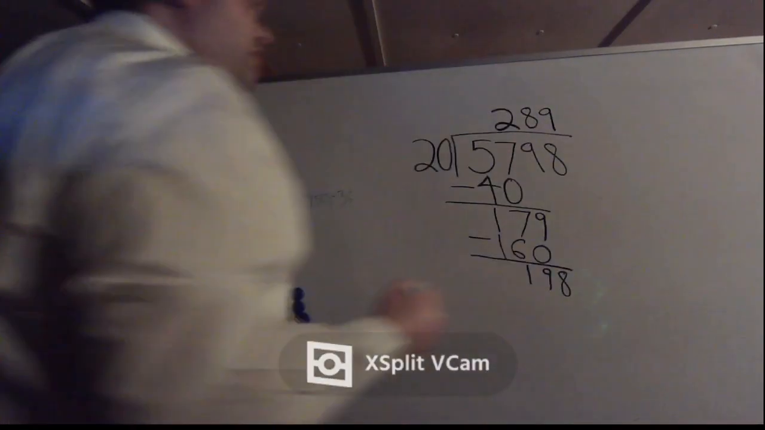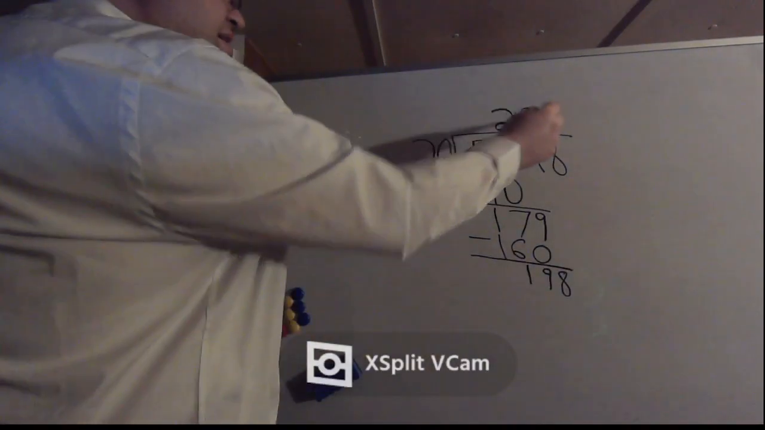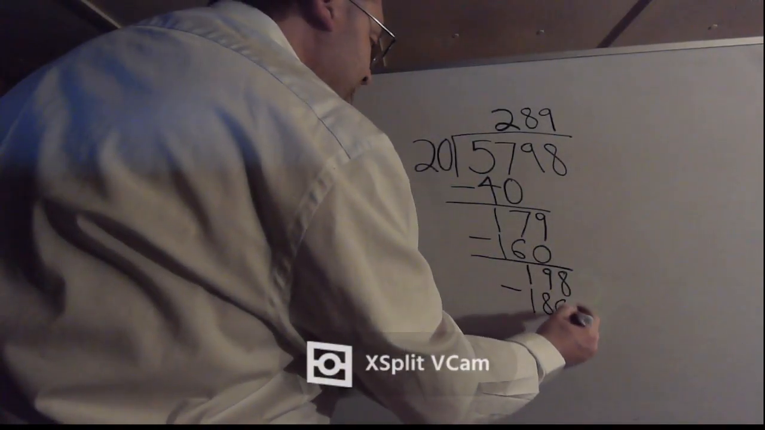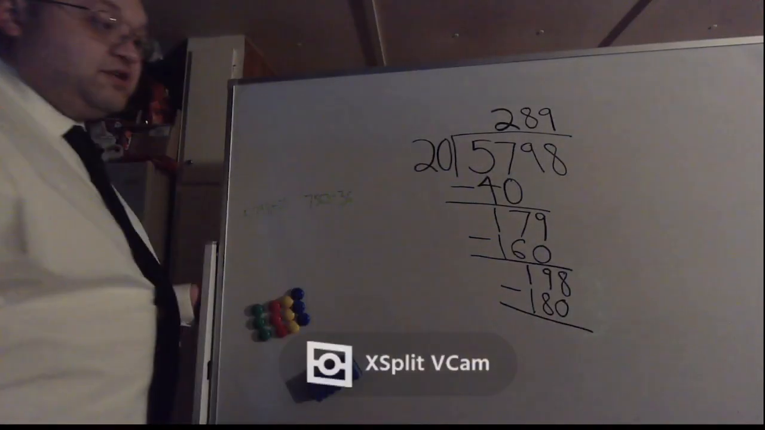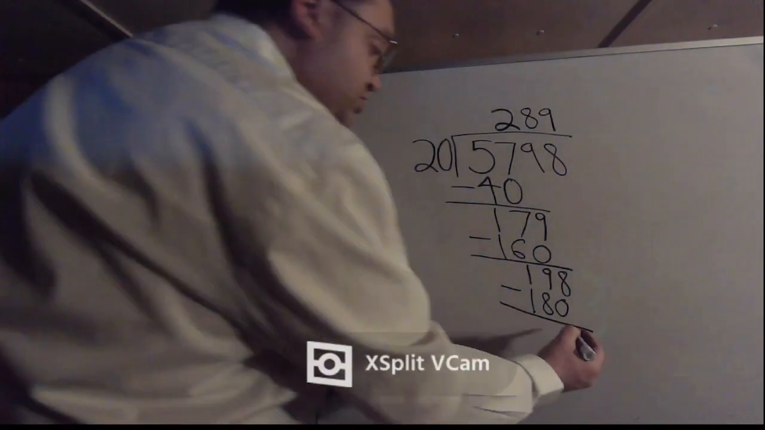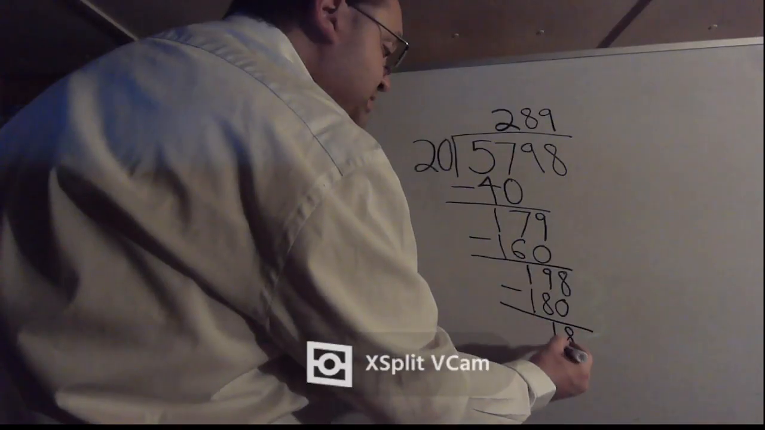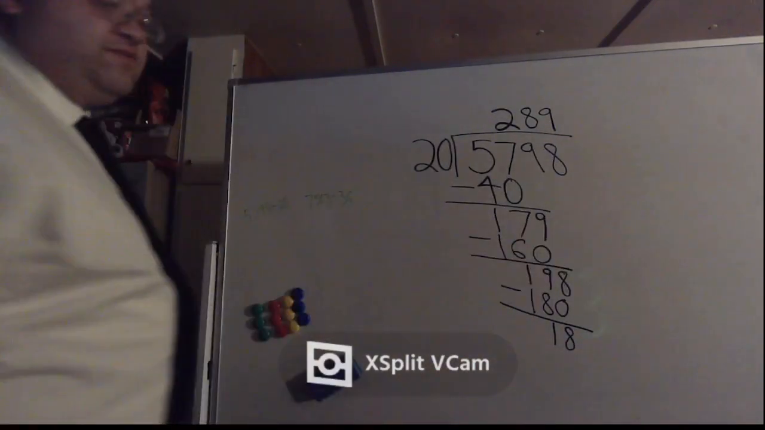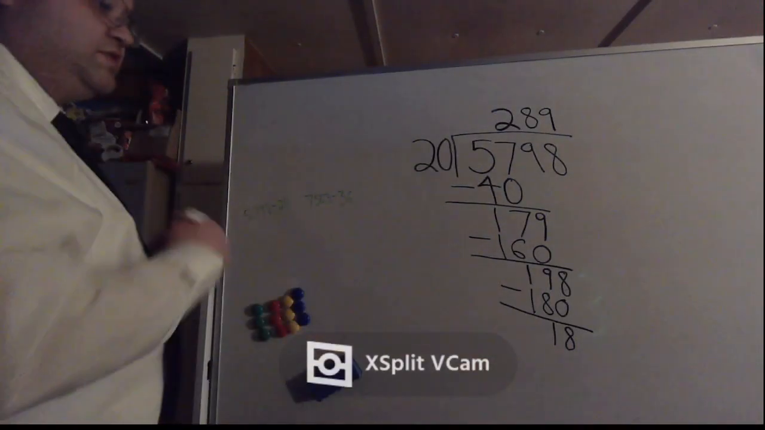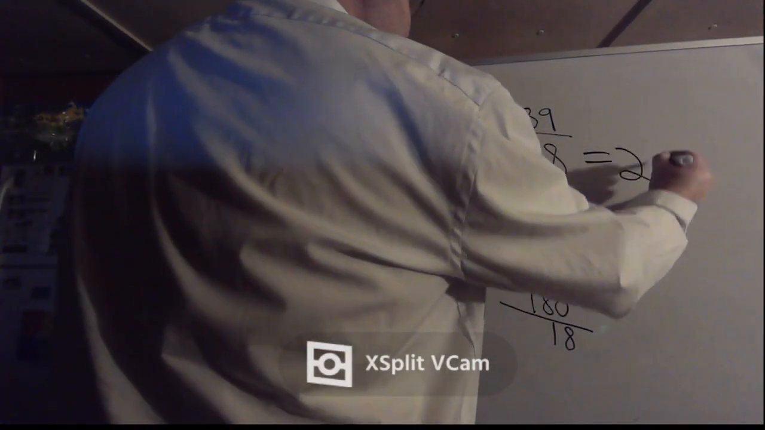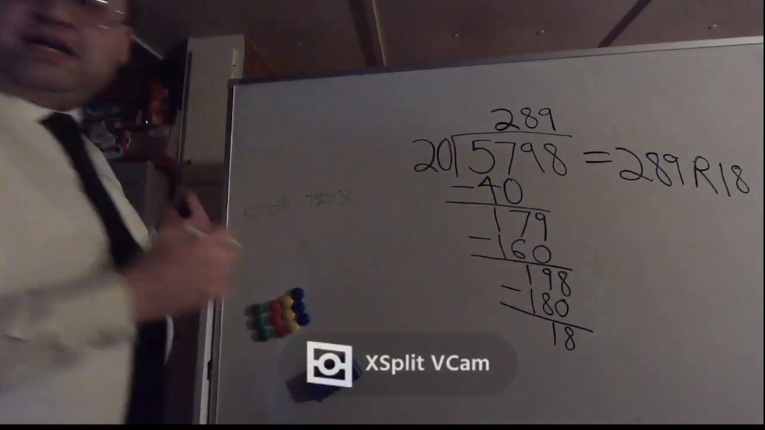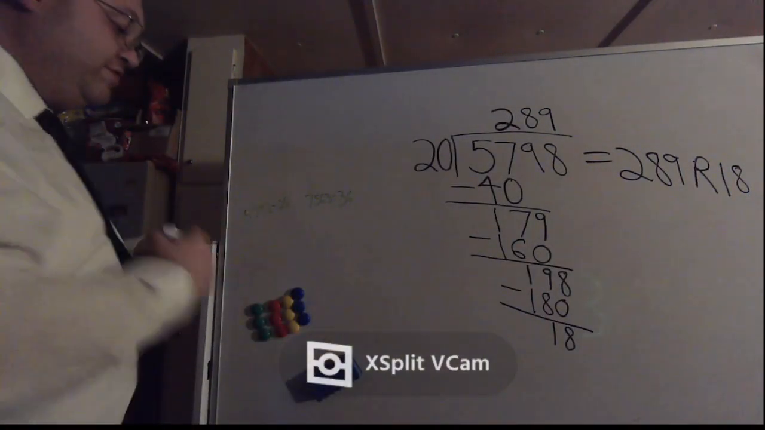So you write that up here. Then you'll figure out 9 times 20, which we said was 180. Now you're going to subtract 180 from 198, which will be 18. We have no more numbers to drag down from the dividend, so we're at our final answer. Your final answer is going to be that 289 from the quotient plus the 18 from the remainder. So your answer is 289 R18, 289 remainder of 18.